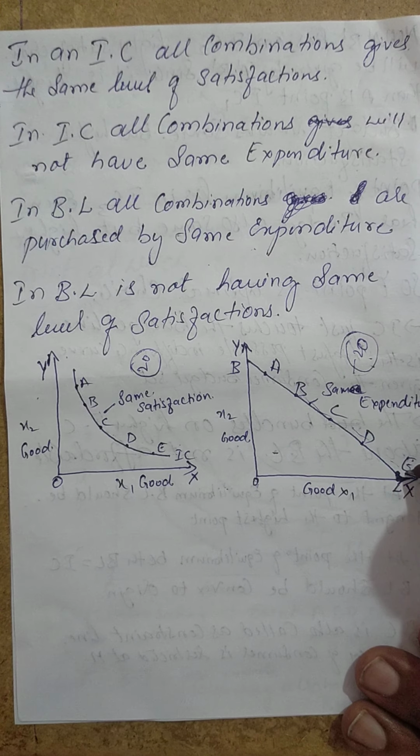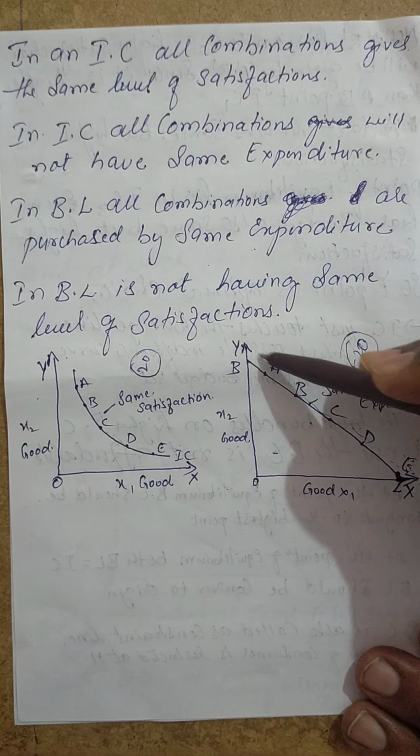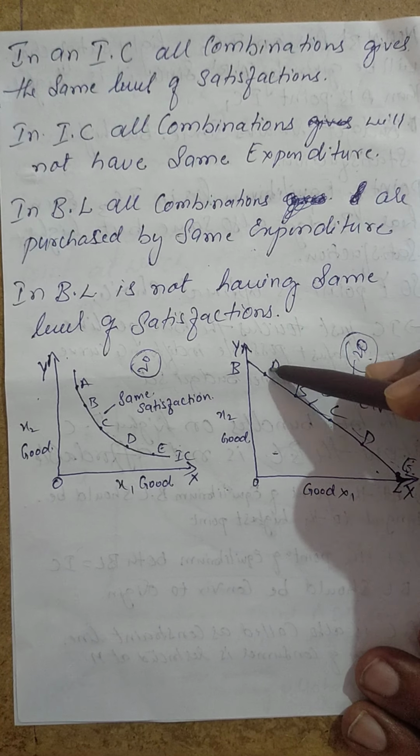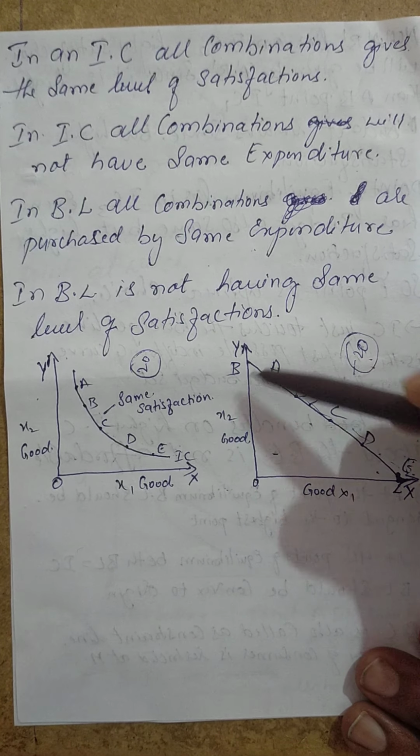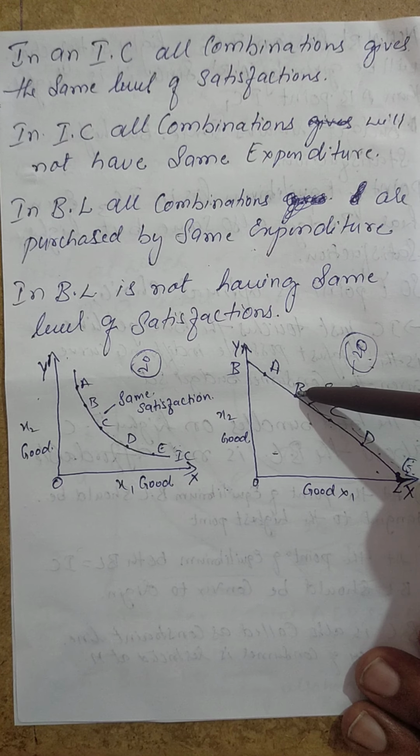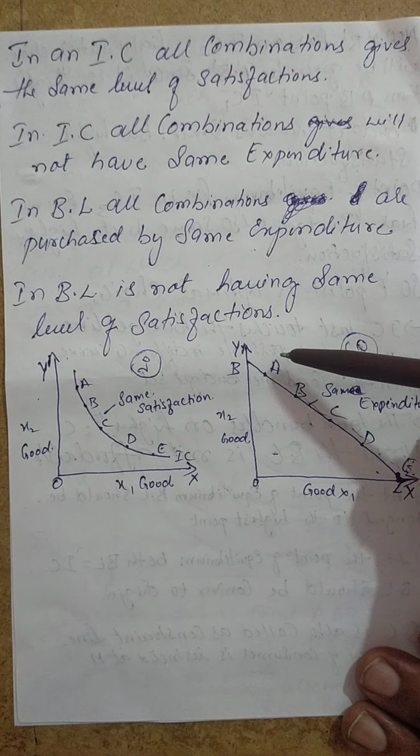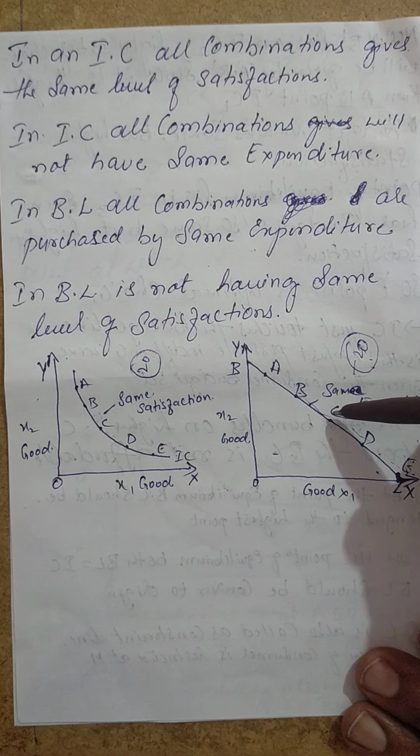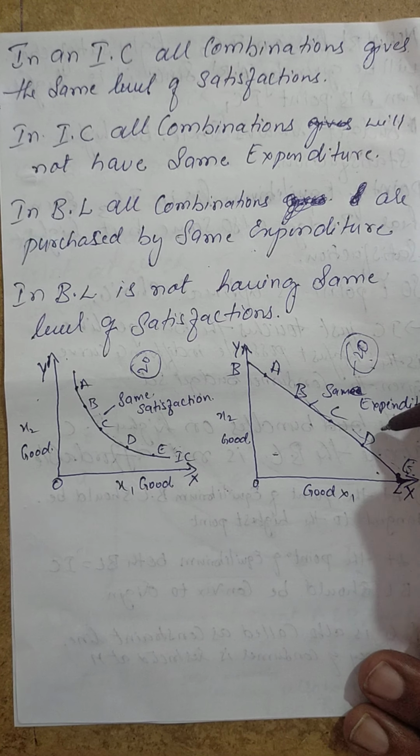Whatever the combination is, it is purchased for the same expenditure. But on the budget line, the same level of satisfaction is not available. Here the same level of satisfaction is there, but here the same level of satisfaction will not be obtained. It will differ. How? As he starts consuming more units of goods, his satisfaction level changes.